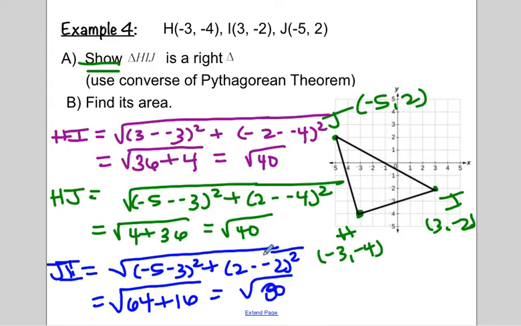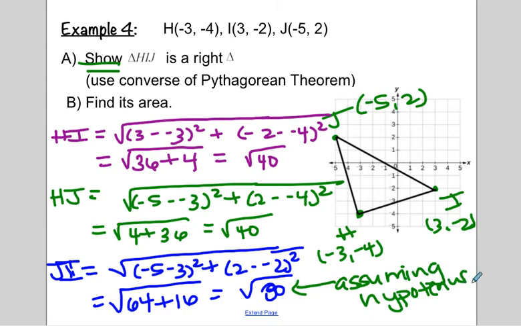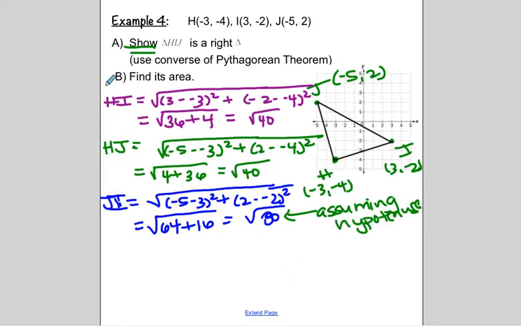So since square root of 80 is a bigger number than square root of 40, I'm going to go with that, assuming by looks and by the number, because the hypotenuse has to be the longest, that this is the hypotenuse. So in order to actually show it, okay, this is part A, by the way.